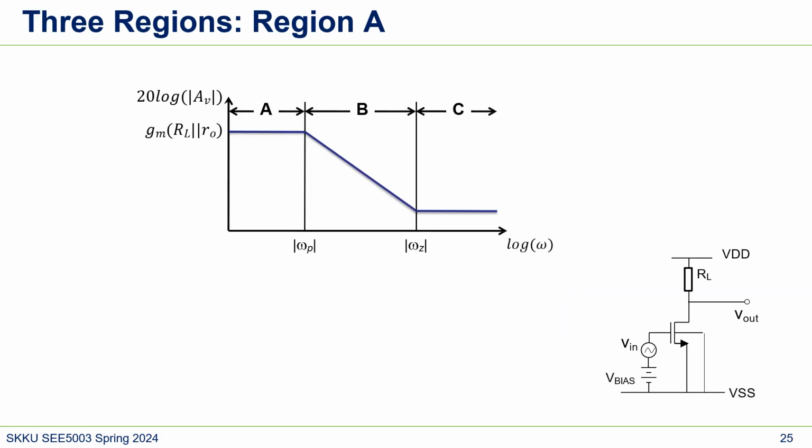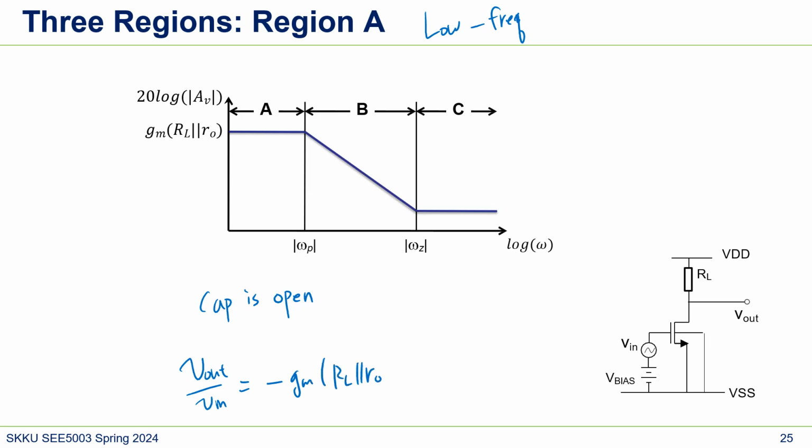Let's divide our region as 3: A, B, C. First one, A, is low frequency. At low frequency, what we do is we just open every capacitor. So cap is open, and V out over V in would be just GM, RL, RO, which is constant.